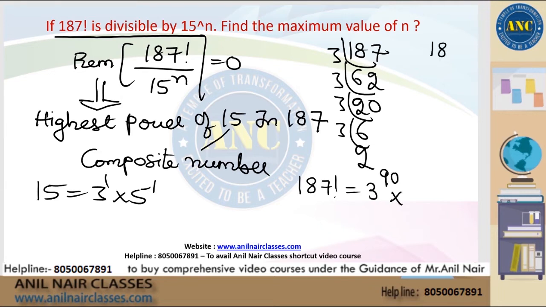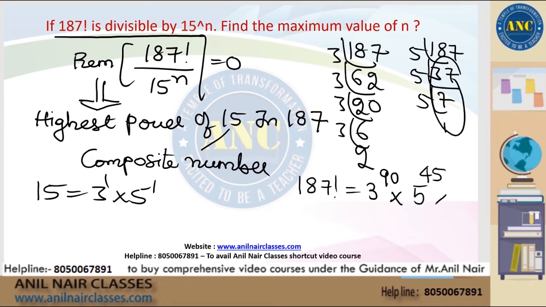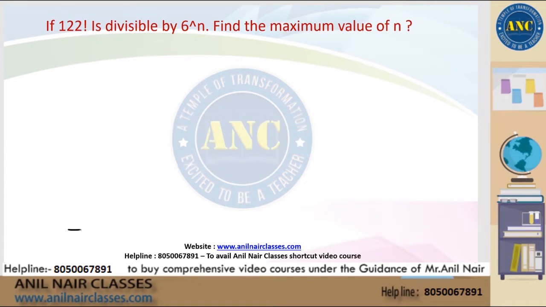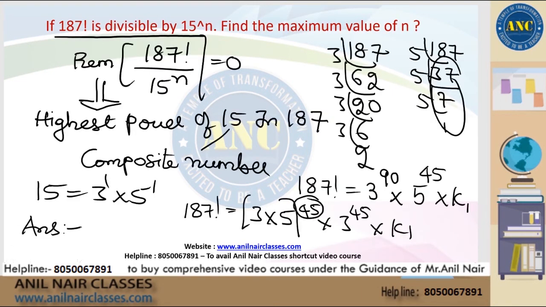5. How much did we get for 5? We will see. 5 3s are 15, 37. 5 7s are 35. 5 1s are 5. 44, 45. 5 power 45 into k1. But I require only 15. So take the smallest value: 3 power 45 into 5 power 45 into k1, so 15 power 45. What is the answer for this question? Answer for this question is nothing but 45.